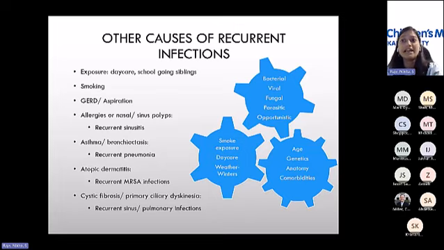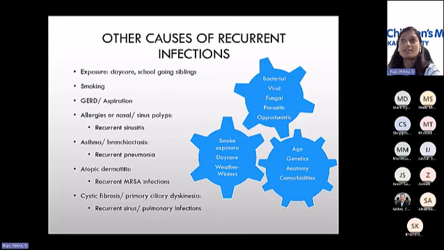Similarly, patients with asthma and bronchiectasis may present with features that either look like pneumonia or getting frequent pneumonia and may mimic IEI. Atopic dermatitis can predispose patients to having recurrent skin infections, and then some anatomic issues like primary ciliary dyskinesia or cystic fibrosis can also lead to recurrent infections.